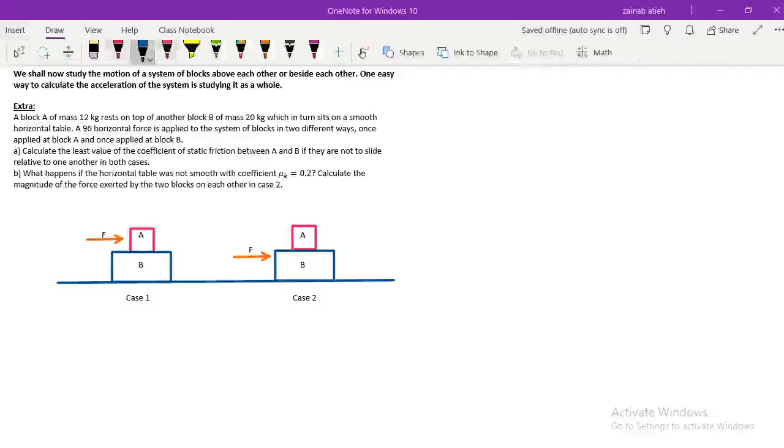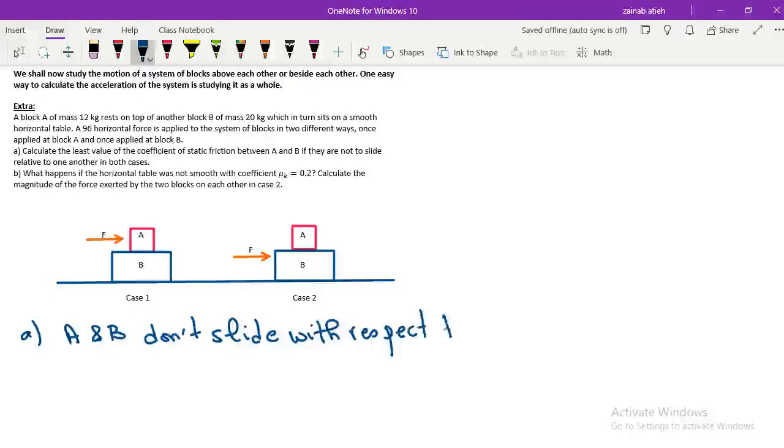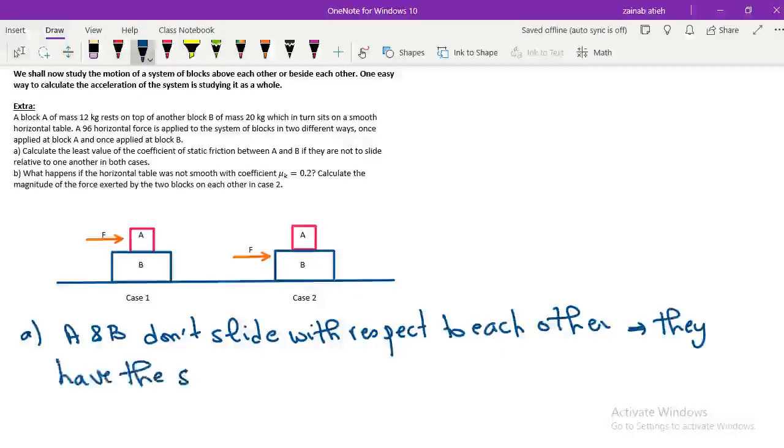So A, let me write first that A and B do not slide with respect to each other. This implies they have the same acceleration. Okay, now how to solve?